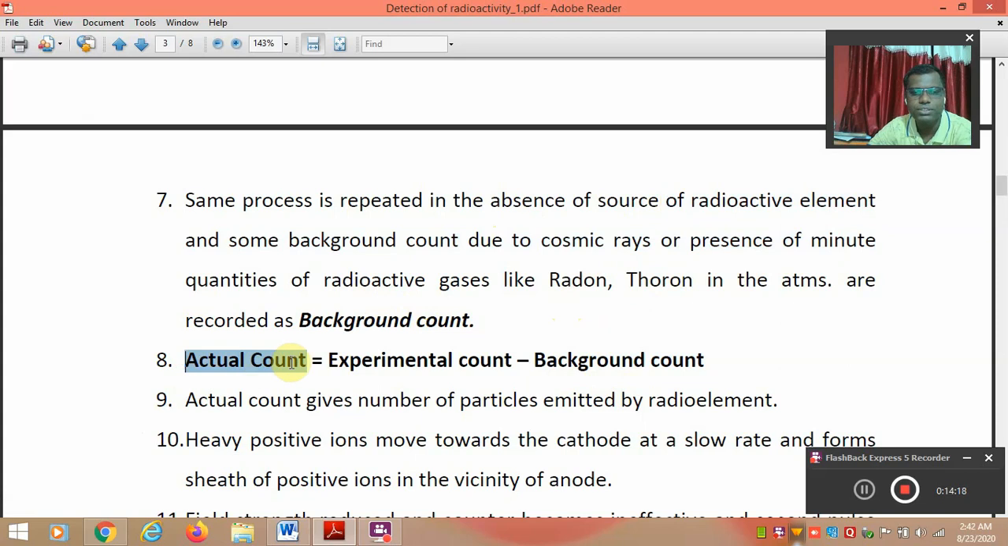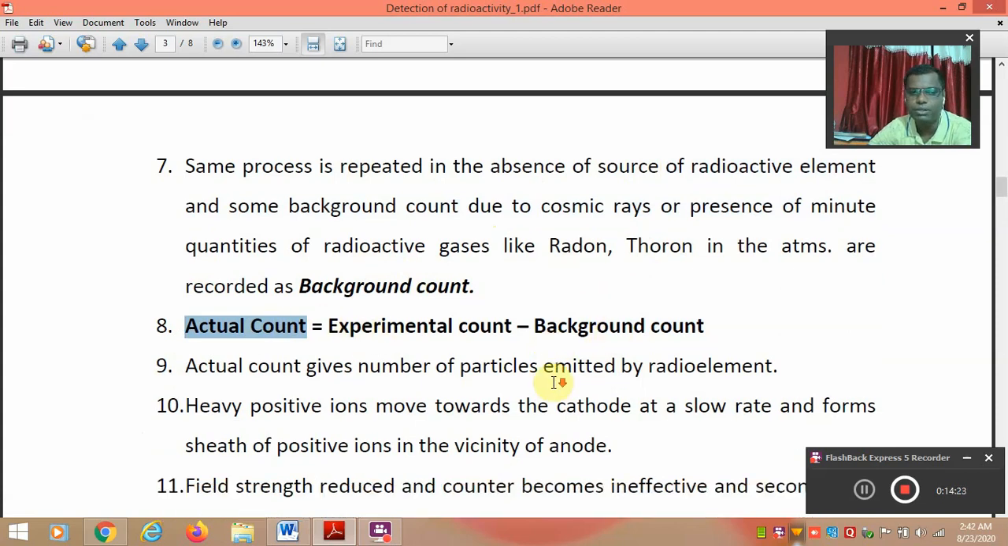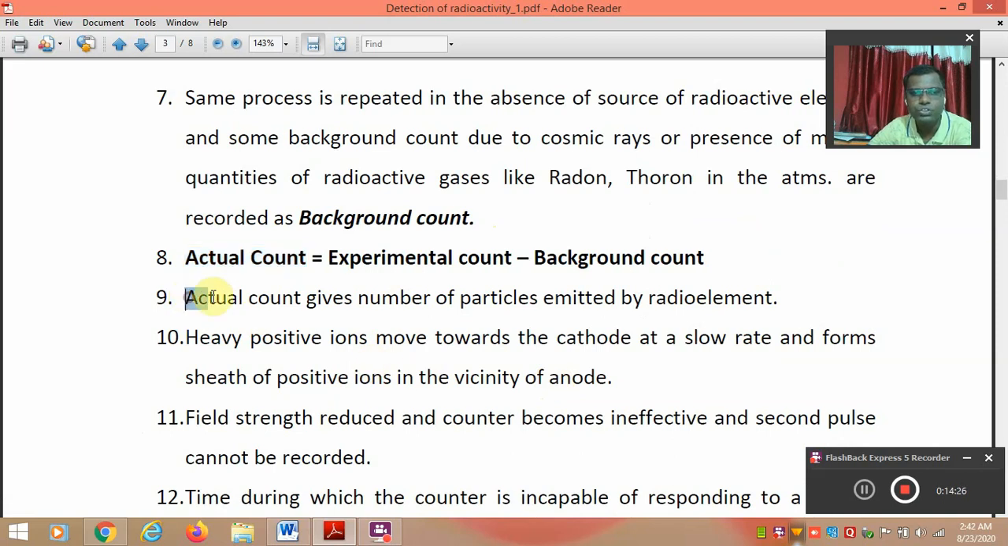The actual count can be calculated by taking the difference of the experimental count and the background count. The actual count gives the number of particles emitted by the radioactive element or sample, and that will be helpful because at the start of this presentation we saw how many ion pairs are given by alpha particles and how many by beta particles. Definitely both have different values. So from this actual count we will be able to get the number of particles emitted by the radioactive element.